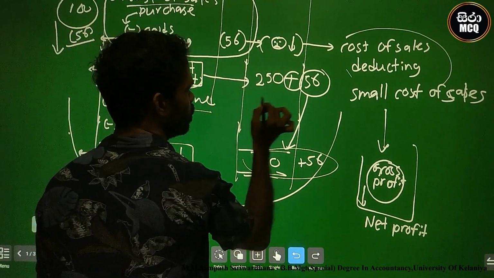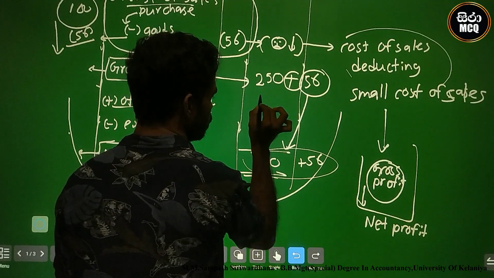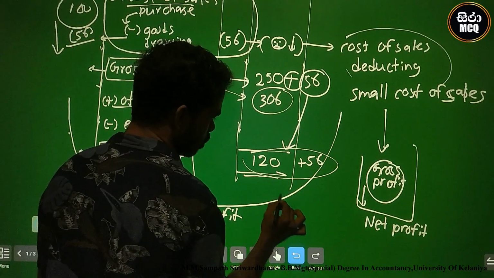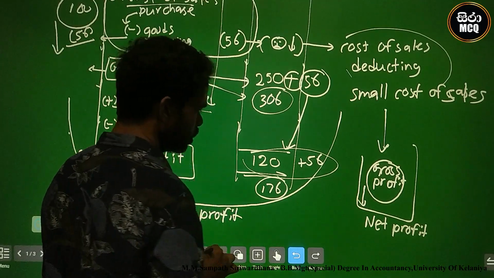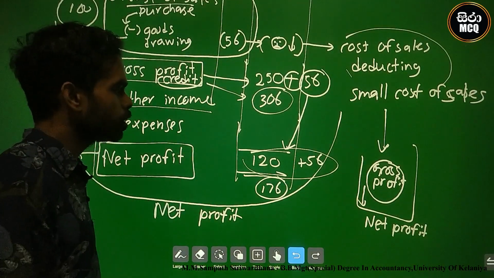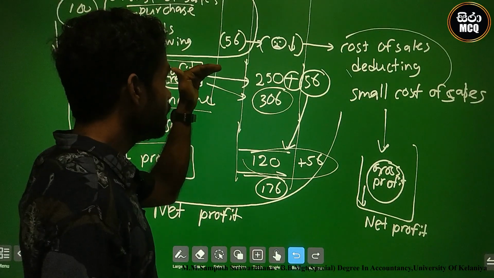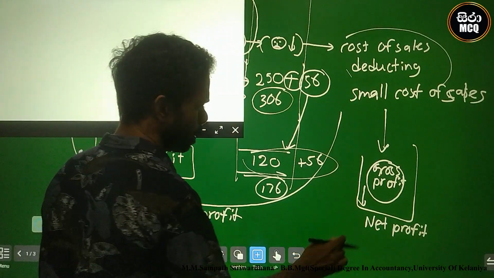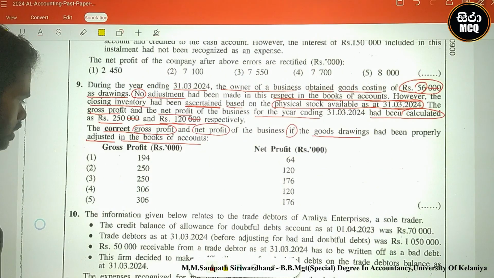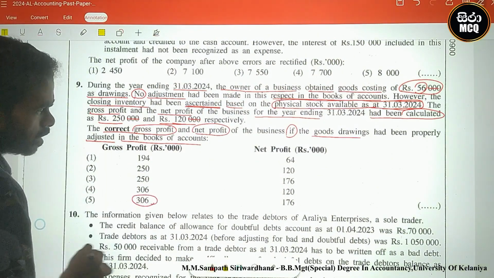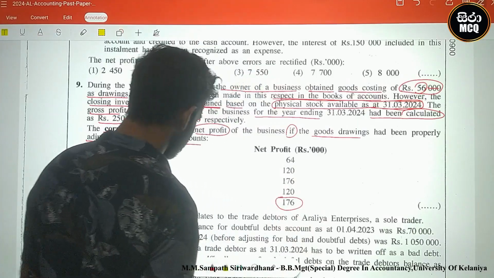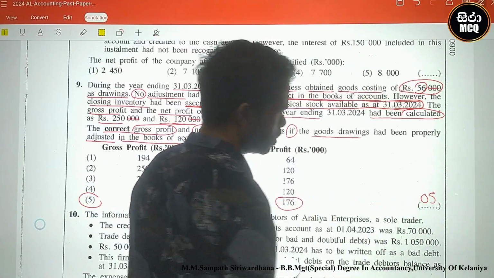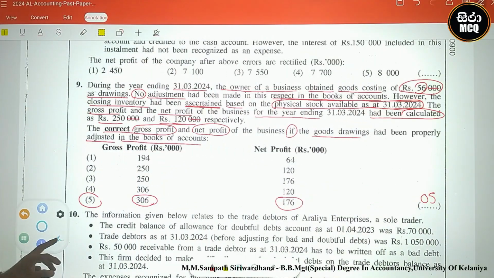What is the correct gross profit? This is 250 plus 56, 306. Correct gross profit. Net profit is 176,000. There is impact. Now there is the answer. The correct gross profit is 306 and net profit is 176. Answer is 5 for question number 9. Question number 9, answer is 5.